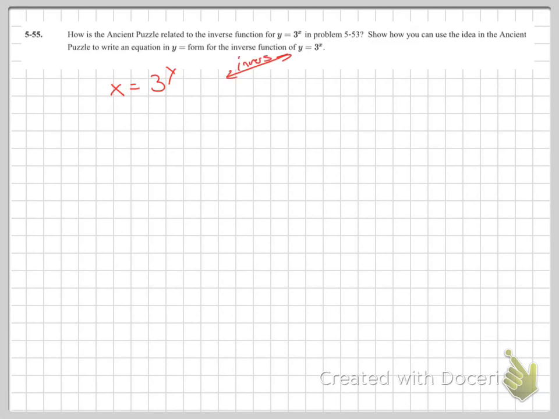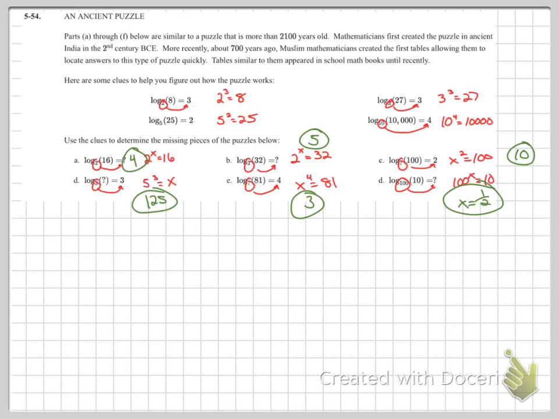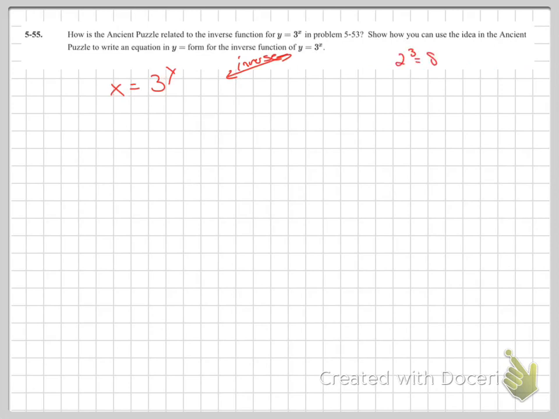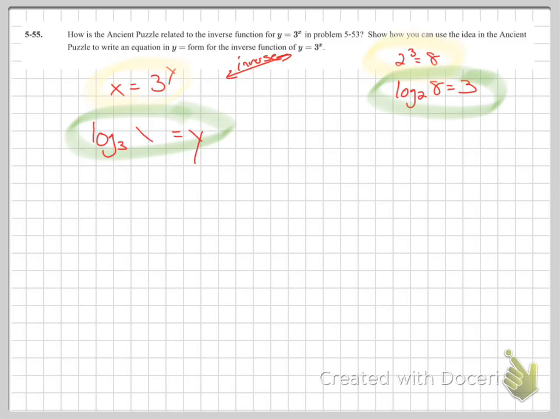But we don't like having y in the air. So if you look back over here, let's do 2 cubed equals 8. That corresponded with log base 2 of 8 equals 3. So we want to change it to the log form. If I just match up where everything goes, the 3 is the base, so log base 3. The number that was in the exponent becomes the equal to, and the number that was by itself becomes the big variable.